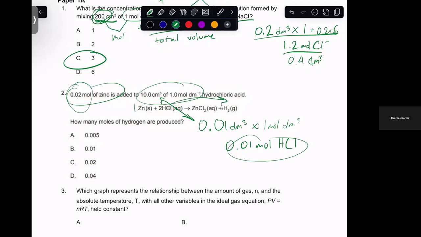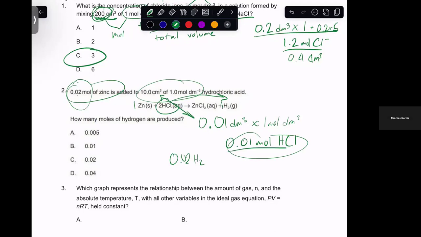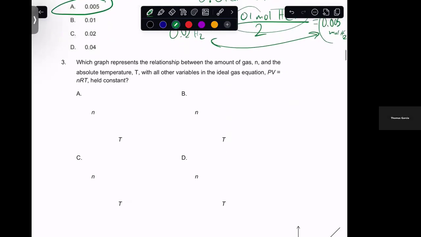0.02 moles of zinc, because it's a 1-to-1 ratio, will create 0.02 mole hydrogen. Meanwhile, this is a 2-to-1 ratio, so 0.01 divided by 2 will get me 0.005 mole hydrogen. Now, when I compare these two values, I notice that I get less here. Therefore, hydrochloric acid is my limiting reagent, and therefore my answer is going to be A, 0.005 moles.